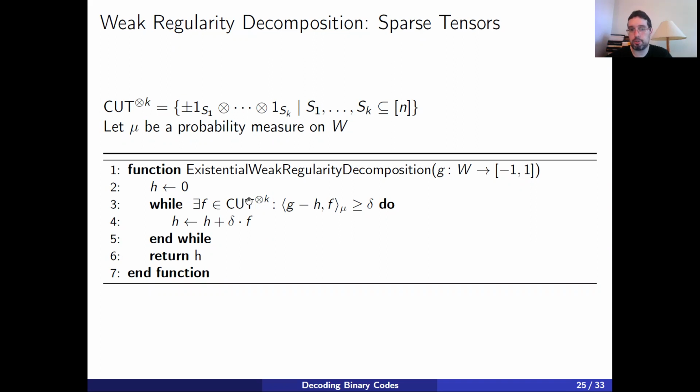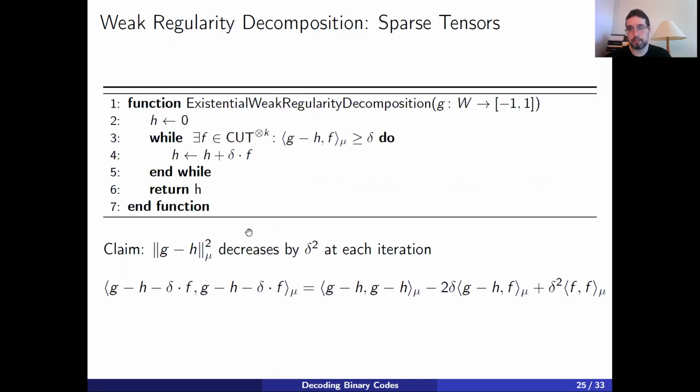And as long as there is a function in the family that can distinguish, that can see that G and H are different, that is, if this inner product is at least delta, what you do is add this function to H. And if this procedure terminates at all, it's clear that it satisfies the property that we want, right? The correlation with cut functions is going to be small. But why does it terminate? And that's not too hard. If you track the L2 norm of the difference here, the claim is that it decreases at each iteration.